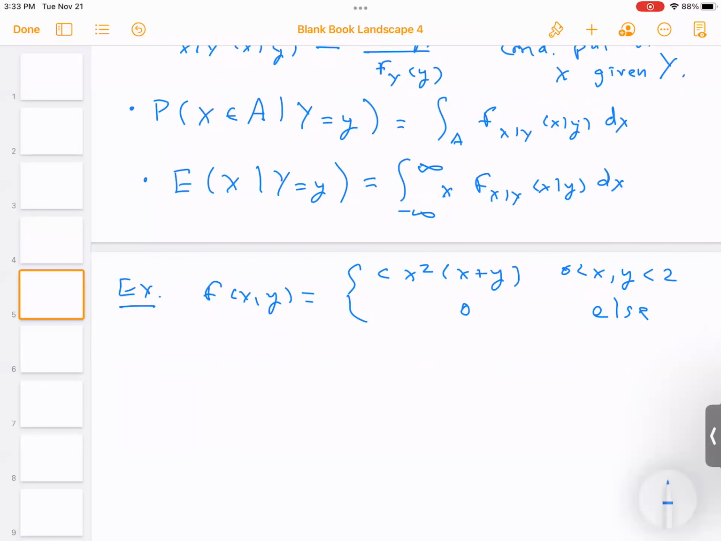All right. So, part A, let's find the probability that X is less than 1, given Y equals 1.